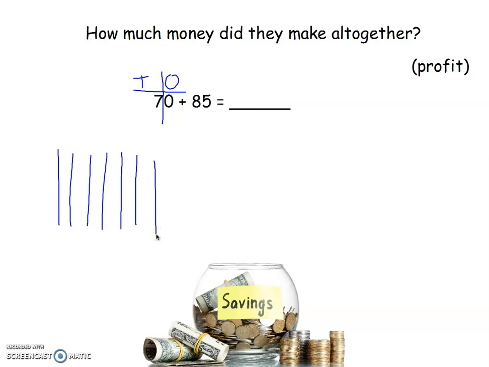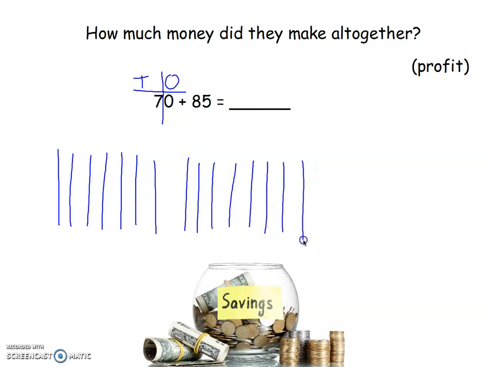I'm going to do the same thing for 80. So 10, 20, 30, 40, 50, 60, 70, 80, 81, 82, 83, 84, 85. Okay. So here we go. We know that this bunch right here is 70. If you want to count it again, that's fine. 10, 20, 30, 40, 50, 60, 70, 80, 90, 100.